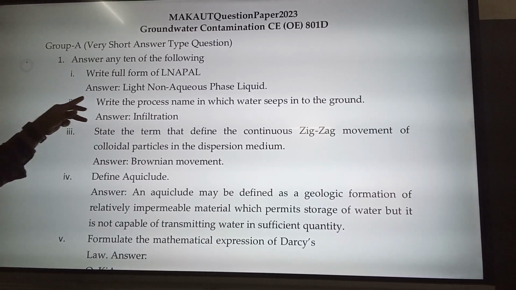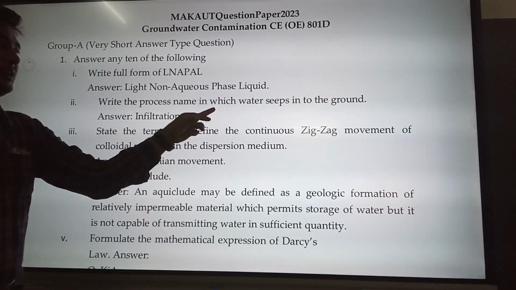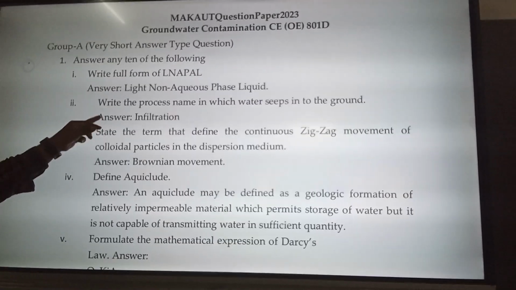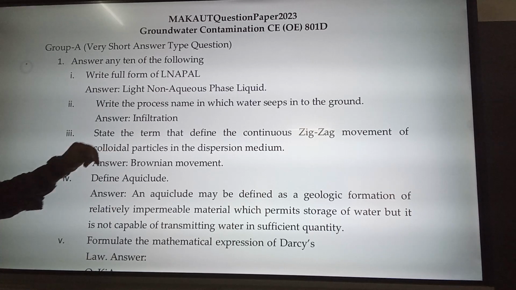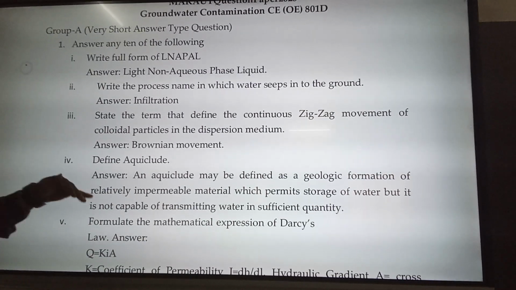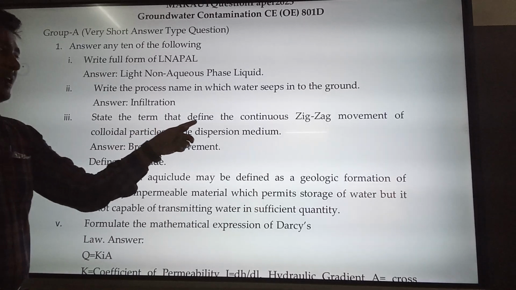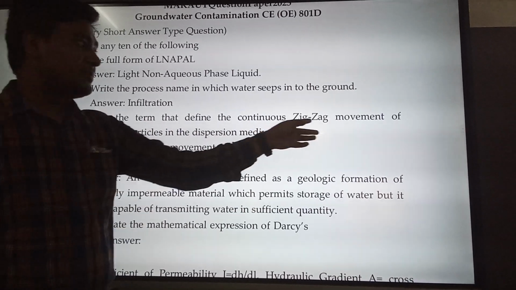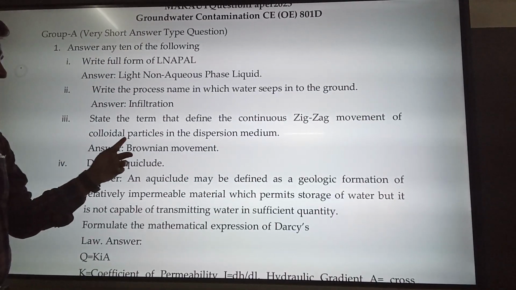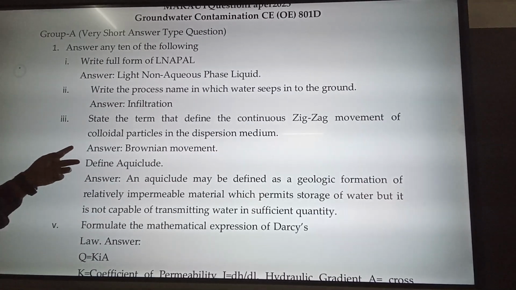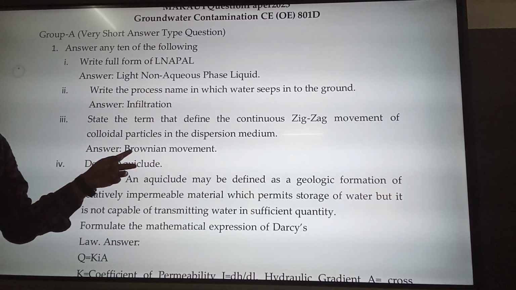Number 2, write the process name in which water seeps into the ground. The answer is infiltration, by which the water seeps into the ground. State the term that defines the continuous zigzag movement of colloidal particles in the dispersion medium. So we all know the name of the process is Brownian movement.